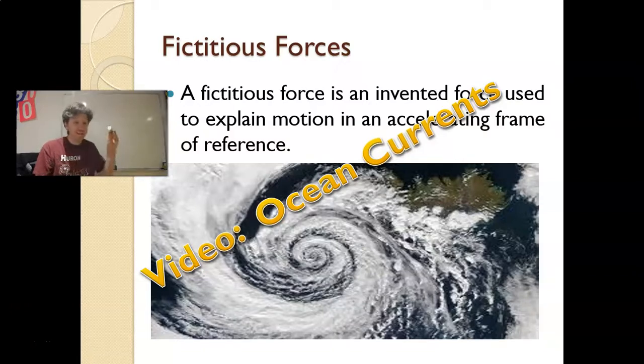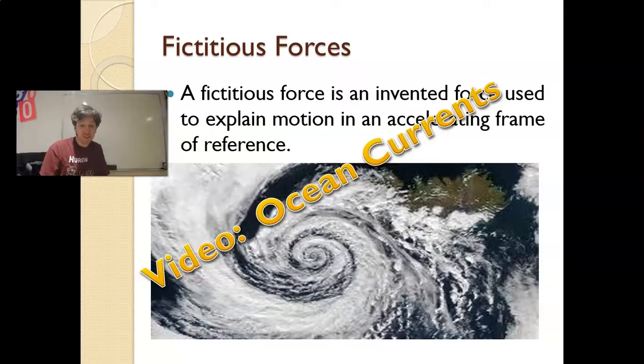So the pen that moved up, then goes forward, there's no real force acting on the pen to do that. Right? It's specific to our frame of reference. So we call these fictitious forces. And we're going to look at some very specific fictitious forces which occur due to rotating frames of reference, which are a type of accelerating frame of reference.